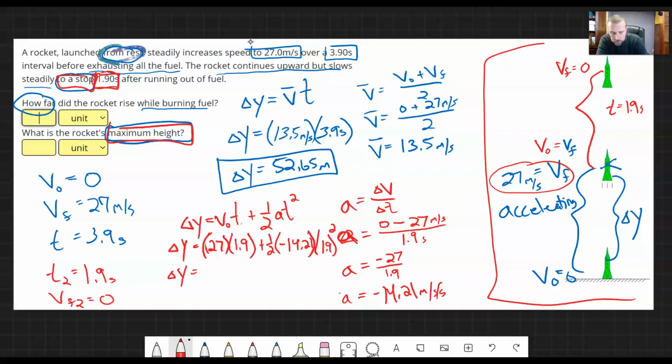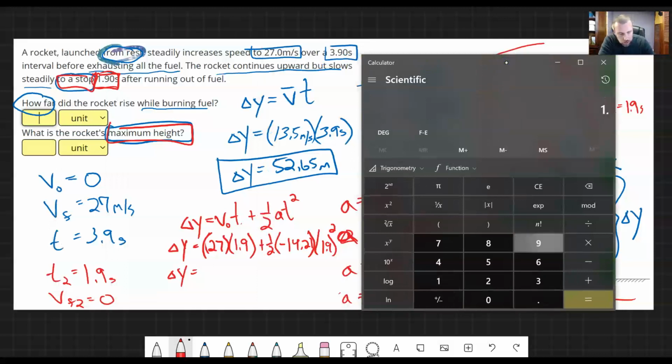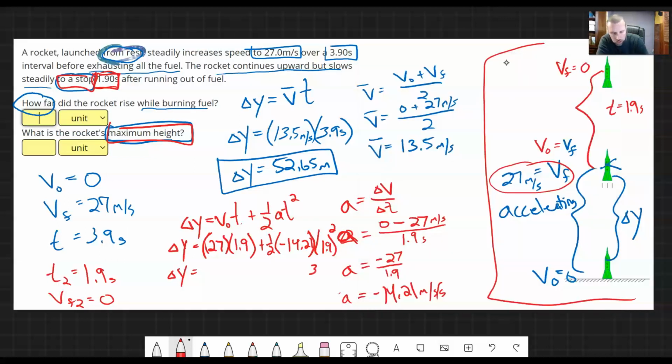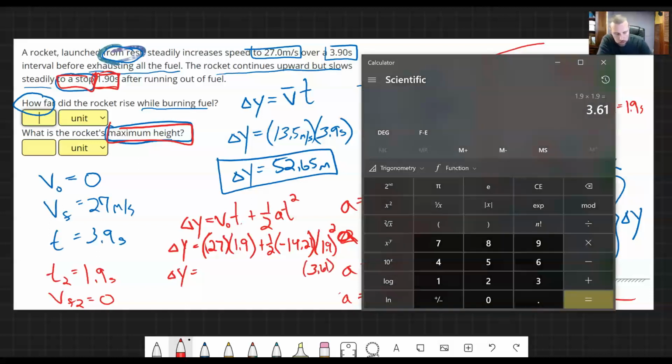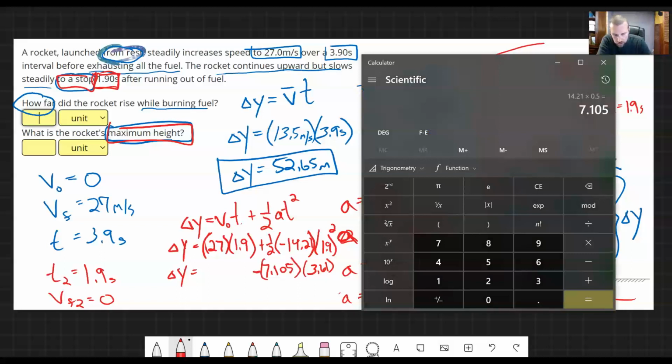Okay, got some number crunching to do. The physics is done, now we got to do the math. So we got 1.9 squared. 1.9 times 1.9 gives us 3.61 seconds squared. All right, 14.21 times 1/2, 7.105. Don't forget to take care of that negative sign. 7.105. All right. And 27 times 1.9, 51.3.